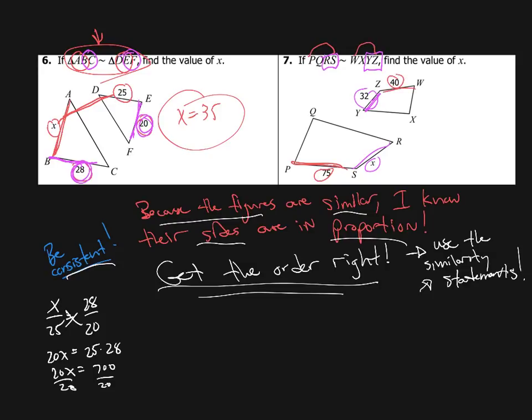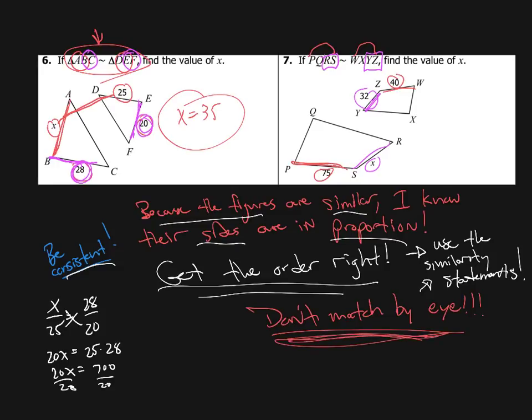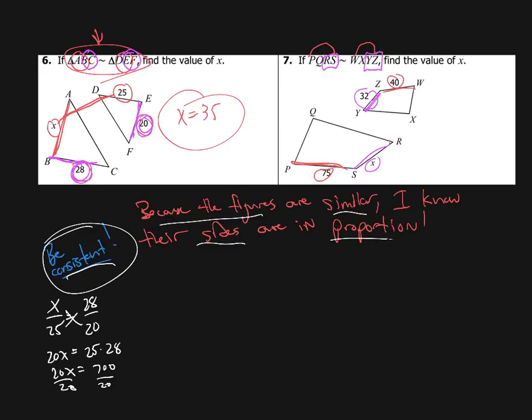There we go. Notice I use the letters first, then I go looking at the picture. I don't try to just match it up by eye. Okay? Don't match it up by eye. Use the similarity statements. Now let's go do the algebra. And again, be consistent in your setup. So I'm going to say x is to 32 from big to small. So 75 is to 40, right? And I'm going from big to small.